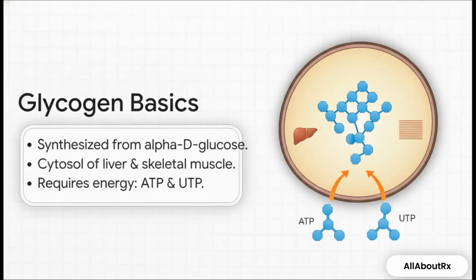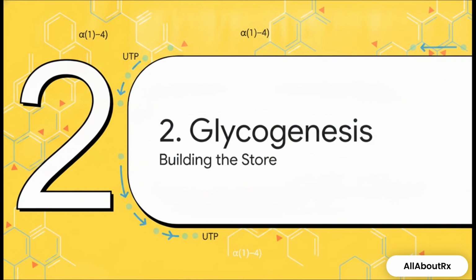Glycogen is, essentially, this massive, highly branched polymer, and it's built entirely from alpha-D-glucose molecules. Now, this whole process happens specifically in the cytosol of your liver and skeletal muscle cells. But it doesn't happen for free. It takes an initial energy investment. We need ATP to phosphorylate the glucose, and UTP to activate it so it's primed and ready to be added to a growing chain. Moving on to building that store, glycogenesis.